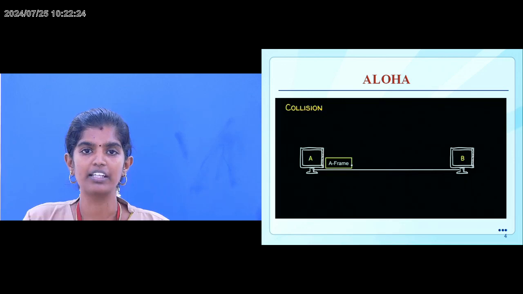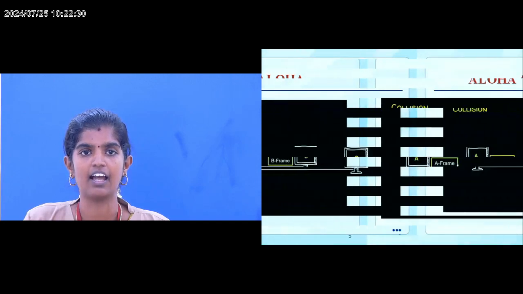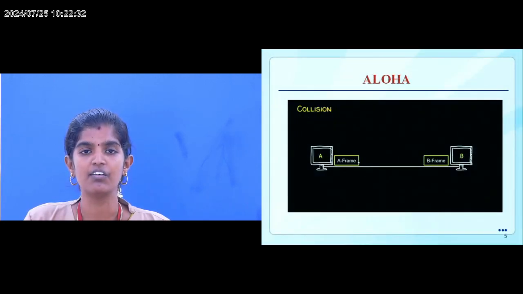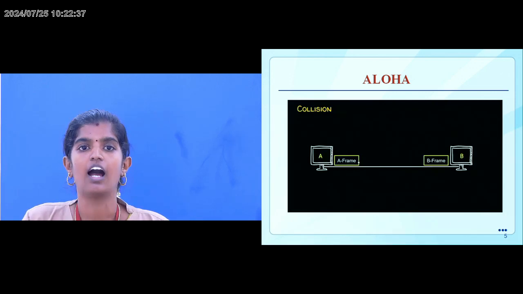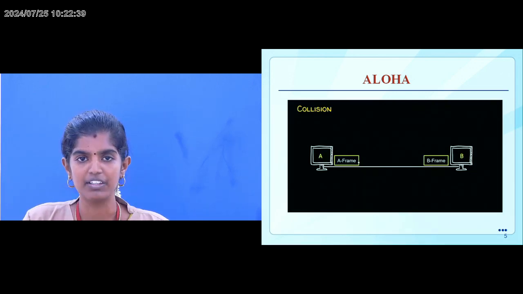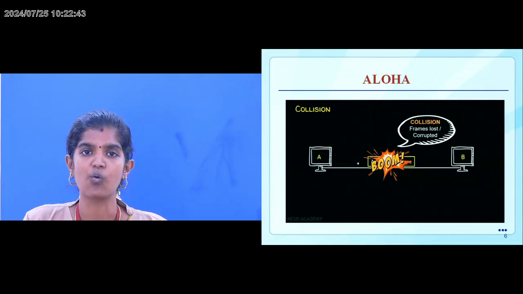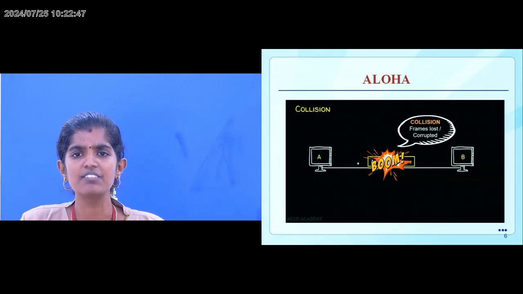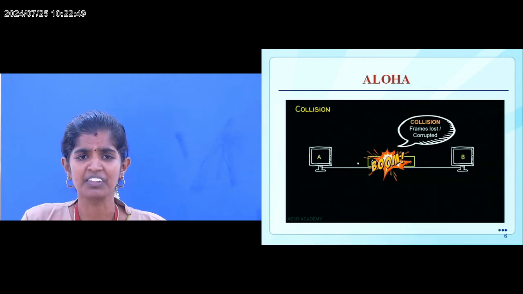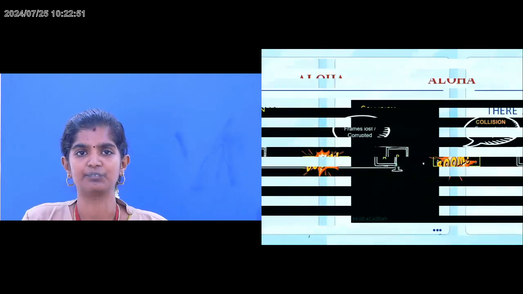There are two stations, A and B. First, station A will send frame A, and then station B will send frame B, and then frame A and frame B are sent at the same time. The data will be collided, so the frames will be lost. If the frames are lost, we will send the data again.